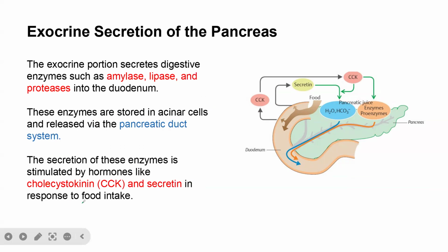The exocrine function of the pancreas is responsible for secreting enzymes like amylase, lipase, and proteases into the duodenum. So it means that the pancreas releases enzymes like amylase, lipase, and proteases into the duodenum.